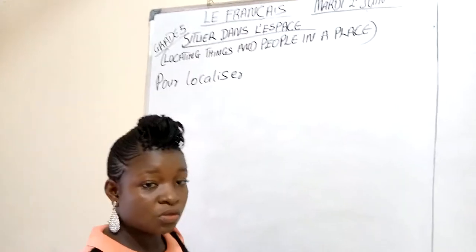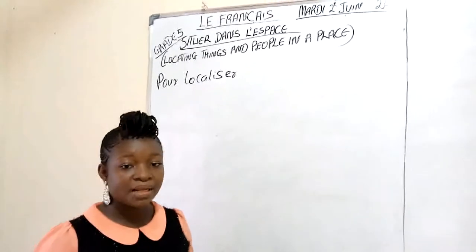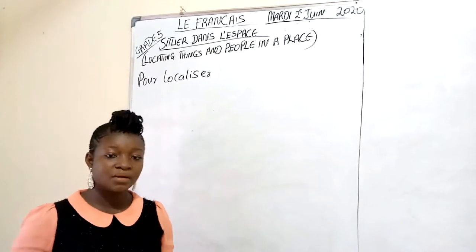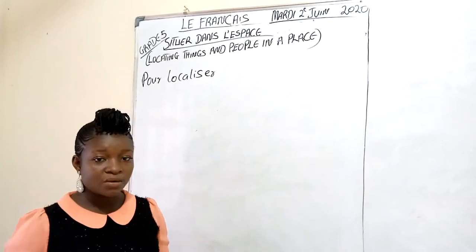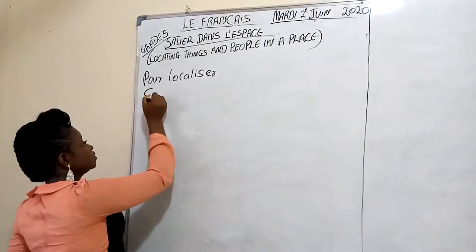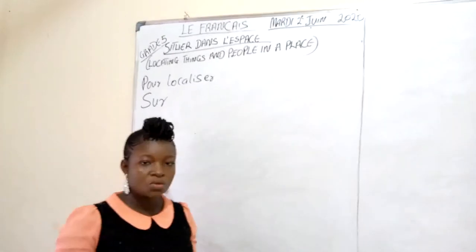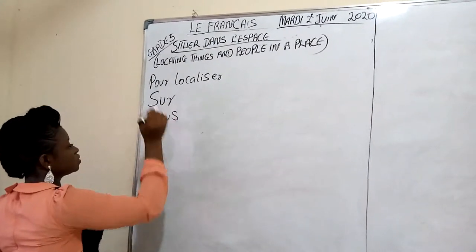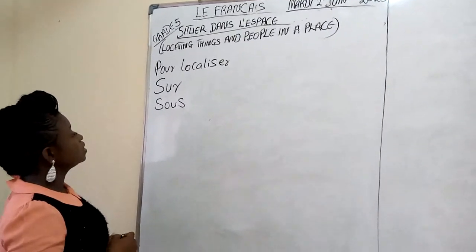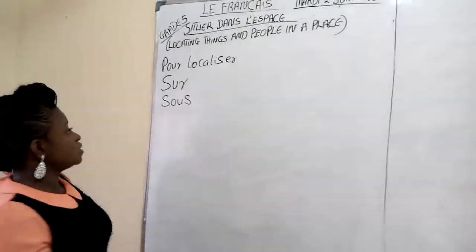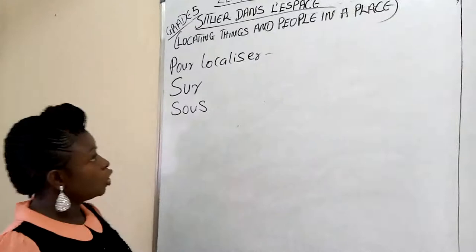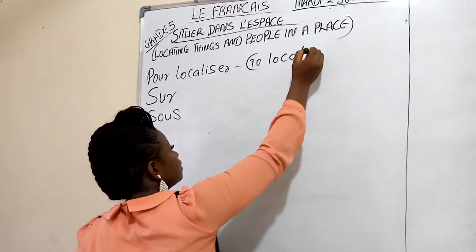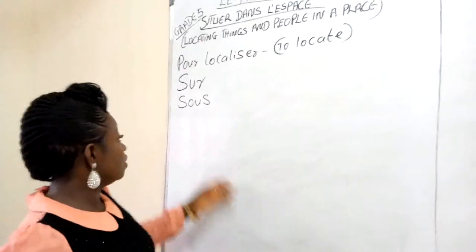C'est clair? Okay, so to locate things, we have different places: on, under, beside, on top, and so on. The first one I'm going to look at is sous. There are two. Let me write them at once. We have sous, also sur. Before we continue, pour localiser here means to locate. Let me write it in brackets. To locate.